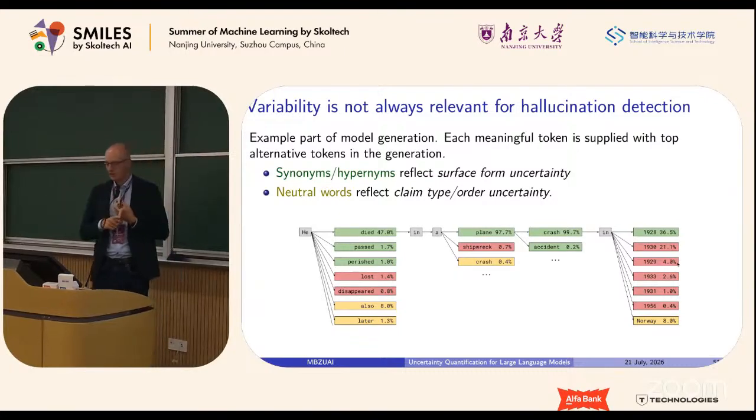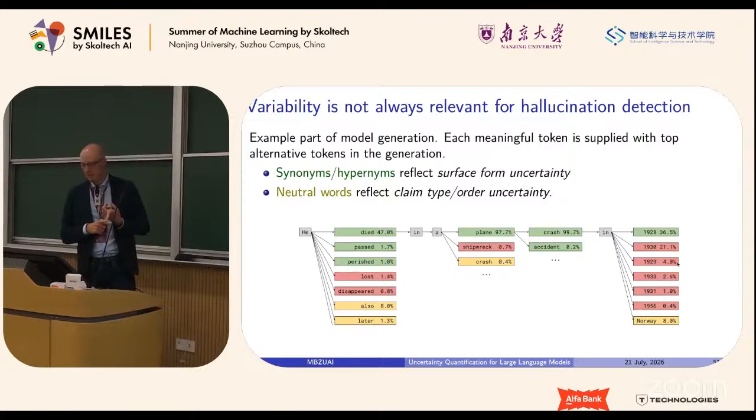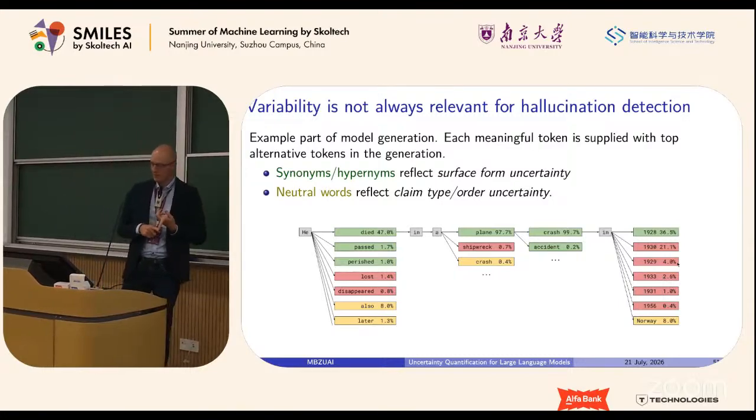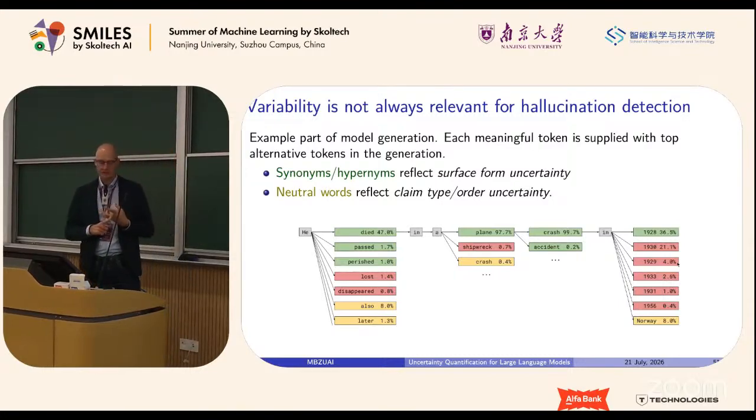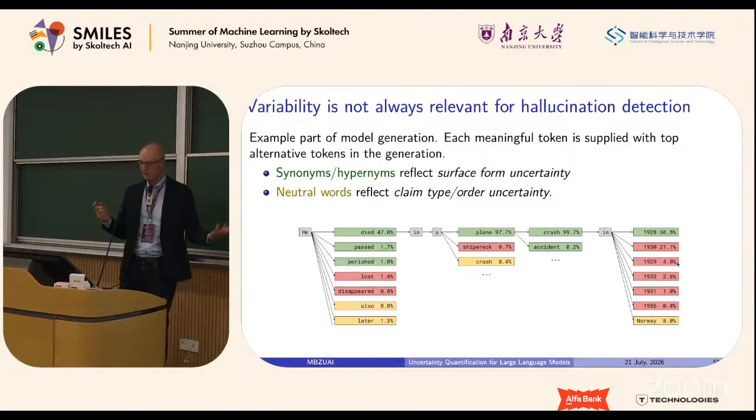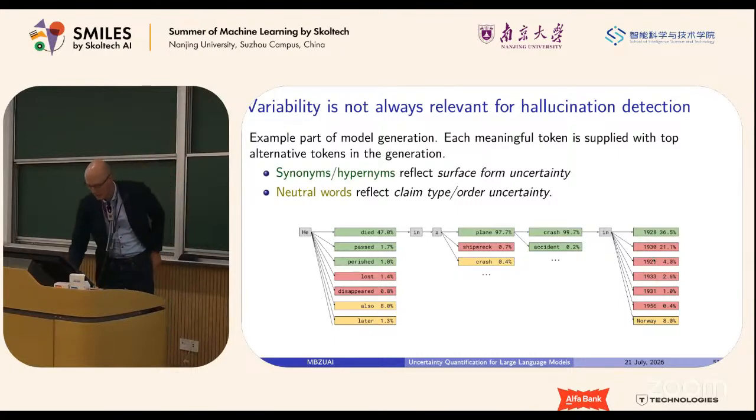The options that lead to the same meaning, and the options that are contradictory to the originally generated meaning. Let's say, for example, we are asking the model about some person, and the model generates, he died in a plane crash in 1928. And you can see there are multiple options here.